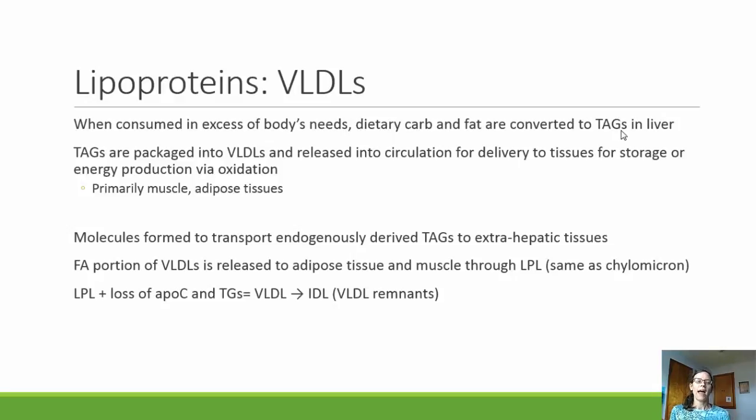Okay, so as the VLDLs are going throughout our body, it's the same enzyme that helps release the fatty acids from them, our lipoprotein lipase. This is a really important enzyme for fat distribution and transport. Same thing as the chylomicron, it's going to use this lipoprotein lipase to lyse off these fatty acids for the other tissues.